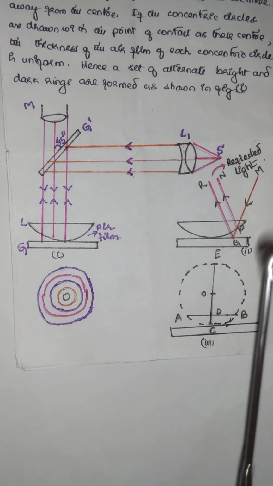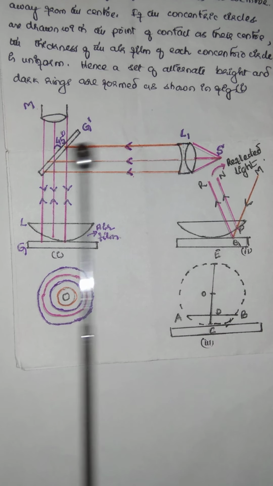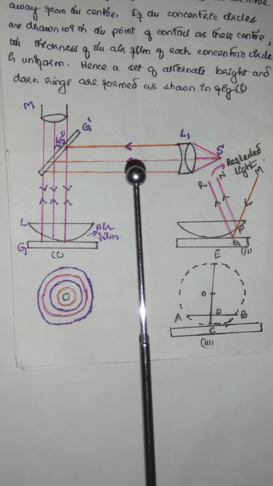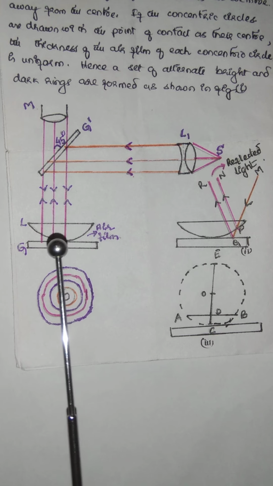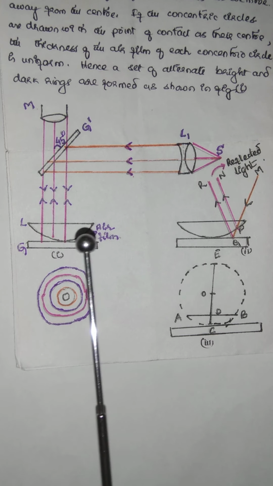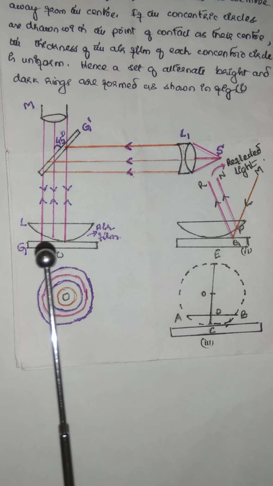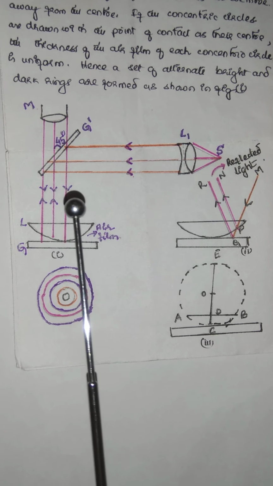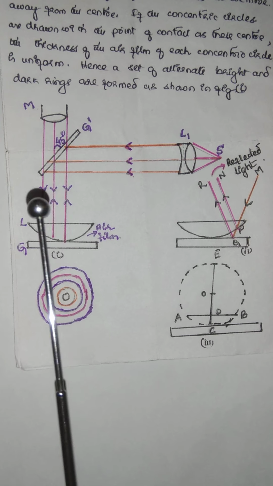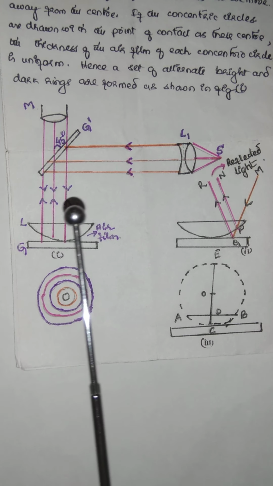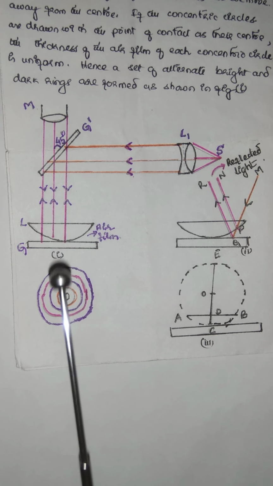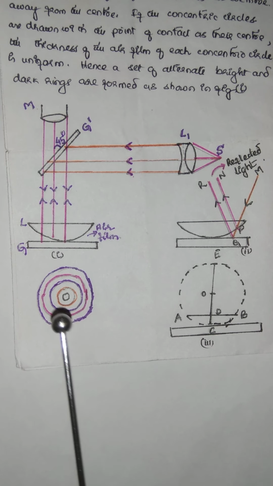So when the monochromatic light is incident on a glass plate mounted at an angle of 45 degrees, this ray of light is incident on a plano-convex lens placed on a glass plate, and these rays of light, when reflected, produce the phenomenon of interference. It produces alternate bright and dark fringes, and thereby the concentric fringes which are called Newton's rings.